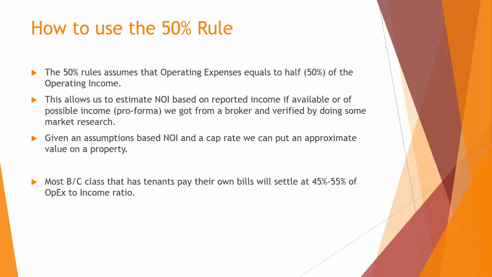Now, most properties in the B and C class area where the tenants pay their own bills will probably fall somewhere in the 45 to 55% operating expenses to income ratio. That really comes from industry standards, from industry statistics that always fall into that range. Obviously, the more efficient you are in the operating model, the lower the percentage of OPEX out of the income ratio. And if the property is in worse condition, then you can expect more maintenance expenses and more salaries to pay for those maintenance people to do the work, so the percentage of the OPEX will go higher.